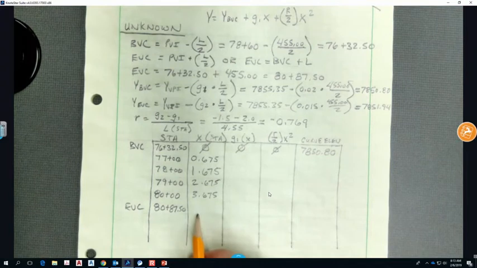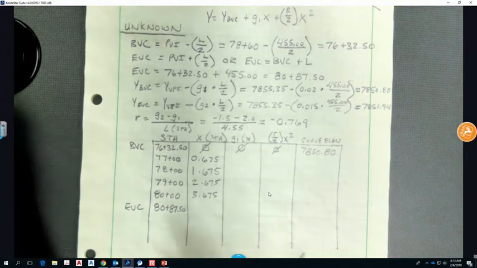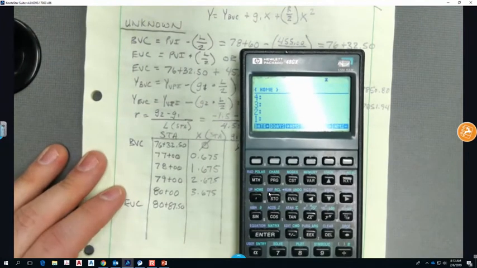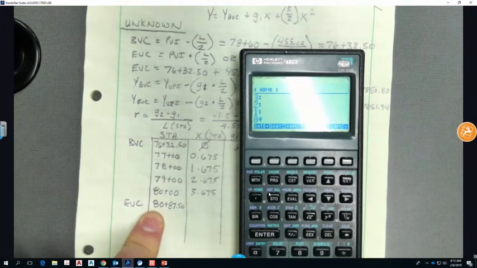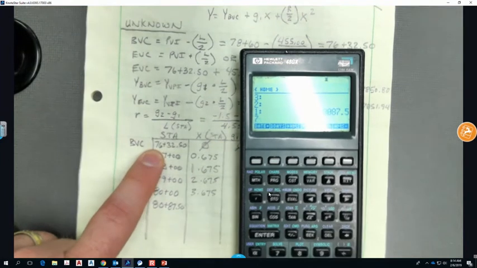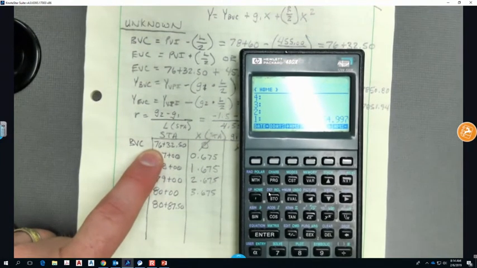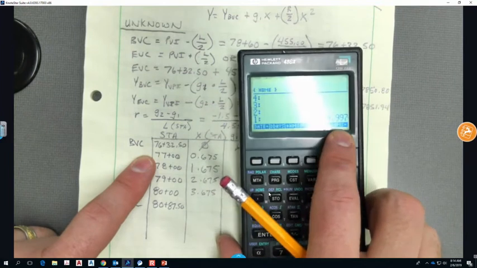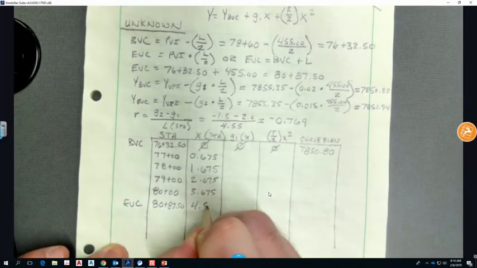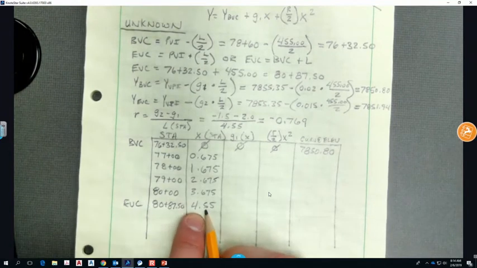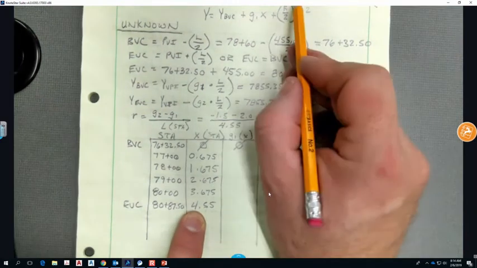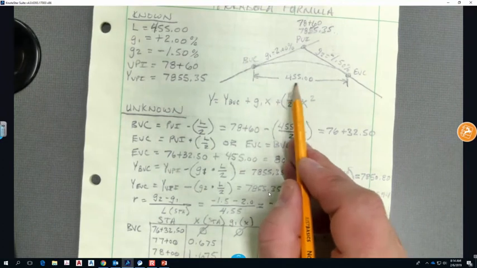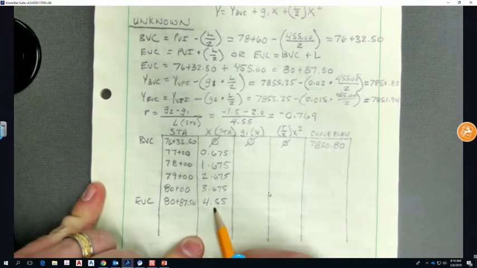The last one, this is a check for us to make sure we figured out our stations right. This last one, if I take my last station, my EVC station, 80, 87.50, and then subtract 76, 32.50, I get 455. I must have fingered a number or something in there that didn't give me actually 455, but it is 455, okay? So my last station here is 4.55. That is a check for us to see if we did our math right. Because right now it's changed into stations, but the whole distance of L is 455 feet. So this in stations is 4.55. So that's a check. We checked okay there, okay?